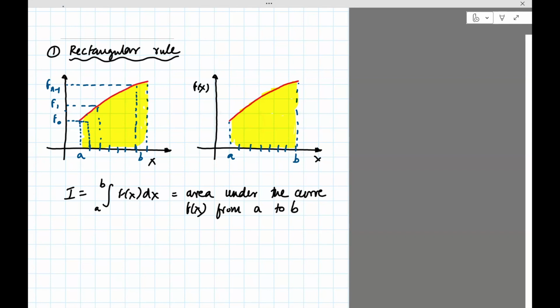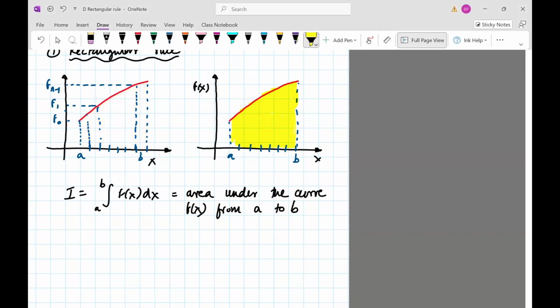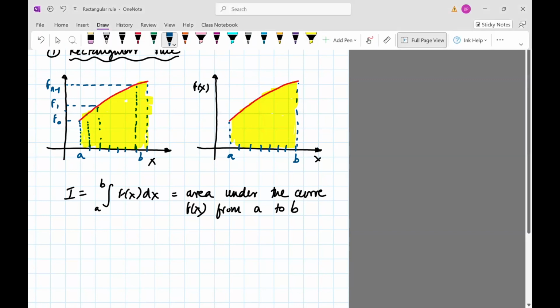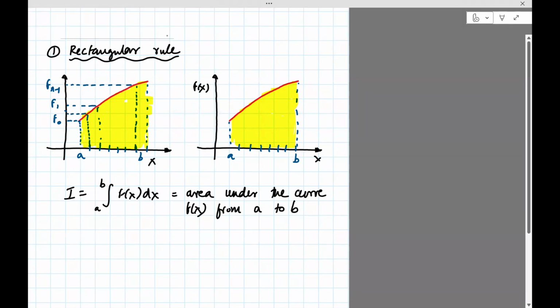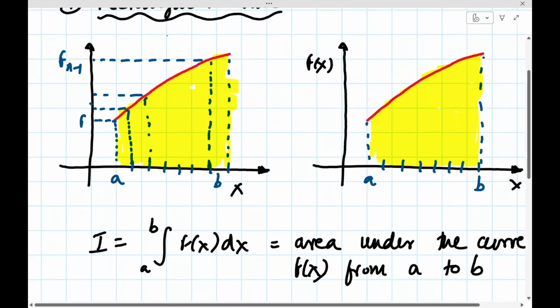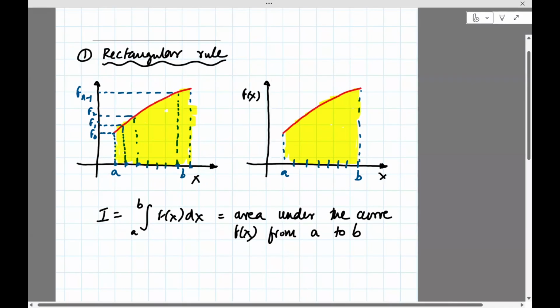Hold on, there's an error here. My bad, we fix this. I made an error on the first one. This should be the first one. This is f0. This will be f1. This will be f2. So first grid point, second grid point, third grid point, and so on, up to the nth grid point.